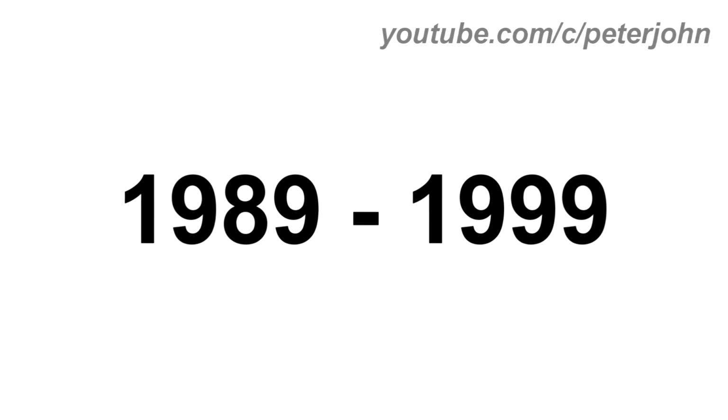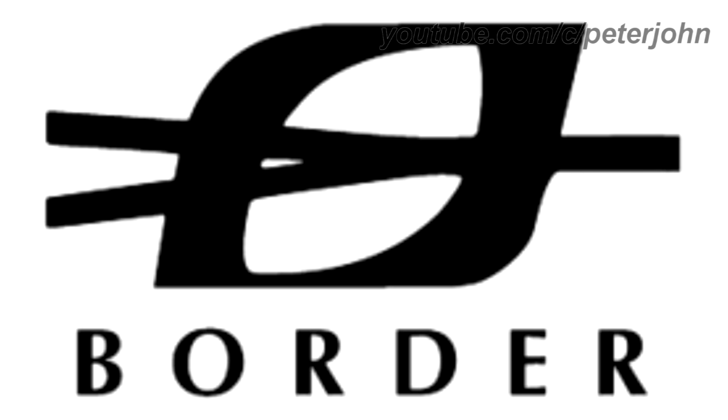1989 to 1999, the rectangle and the word television have been removed, the font has changed, and now the word border is under the shapes. Here is a bumper.